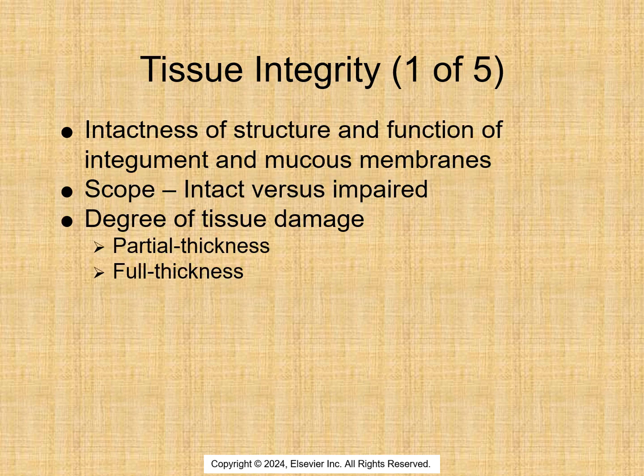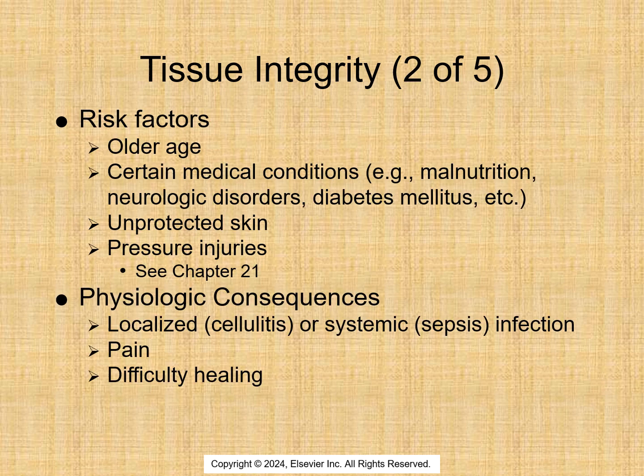Throughout the semester, we will assess and address issues of tissue integrity, which is the intactness of the integument and mucous membrane structures. Those at risk include the elderly and patients that have certain medical conditions. Diabetes, again, is one of the biggest culprits. Malnutrition, musculoskeletal issues, immobility, and also some neurological disorders.